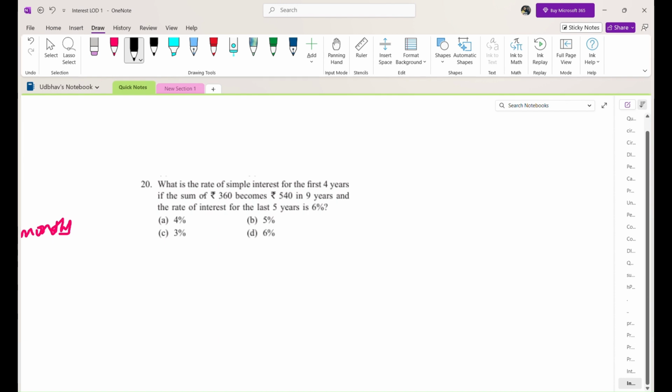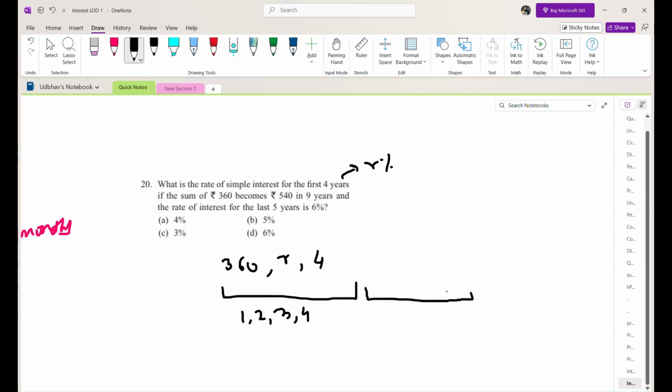We have to find the rate of simple interest for the first 4 years. Let's say the rate is R%. So these are the first 4 years: first year, second year, third year, and fourth year. Here the rate was R, time is 4, sum of 360, and from here last 5 years, that is 5, 6, 7, 8, 9.